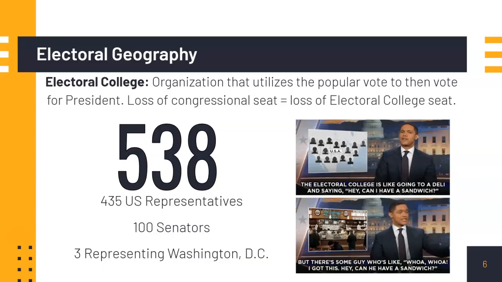When a state gains or loses a congressional seat due to population changes reflected in the census, its number of electoral college votes also changes. This means that a state that loses a congressional seat will lose an electoral college vote, while a state that gains a seat will gain one. The popular vote in each state determines which electors will vote for the president. These electoral votes are crucial in deciding the outcome of presidential elections, and the system's structure directly links the distribution of political power in Congress to the election of the nation's leader. Understanding this system highlights the connection between geography, population distribution, and political representation at the national level.